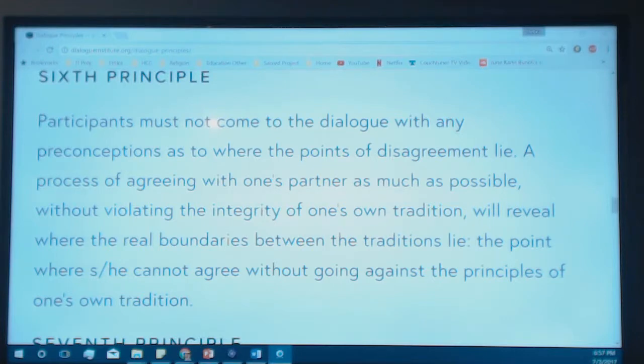The fact is we have to move beyond these assumptions and move beyond preconceptions as to where points of disagreement lie, or else we will not be able to find a way to see the other person equally, which will come to the seventh principle here in a moment. We need to be able to not make assumptions as to what the other person is or isn't. Combining principles 5 and 6, there's this concept.